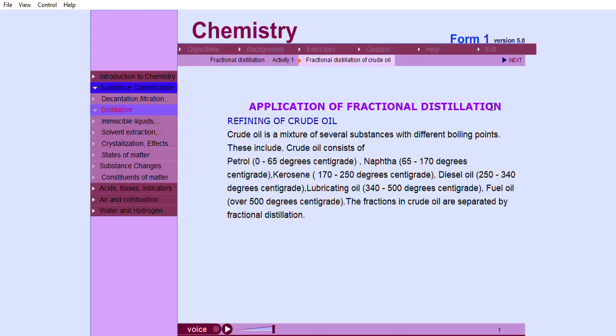Crude oil is a mixture of hydrocarbons of petrol, diesel, lubricating oil, kerosene, and others. They are separated by fractional distillation.